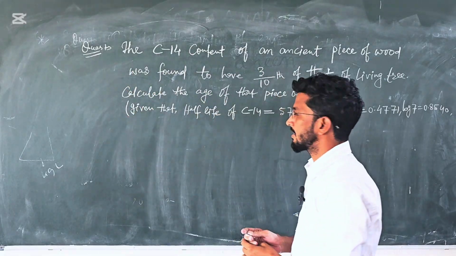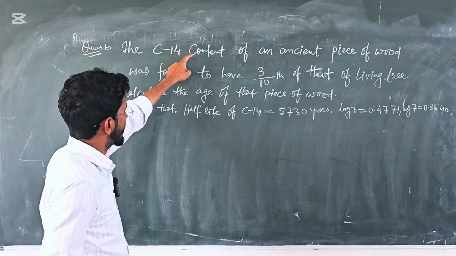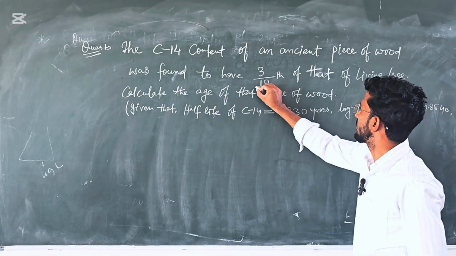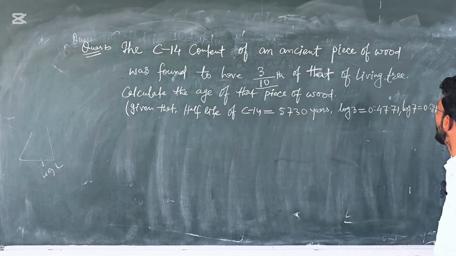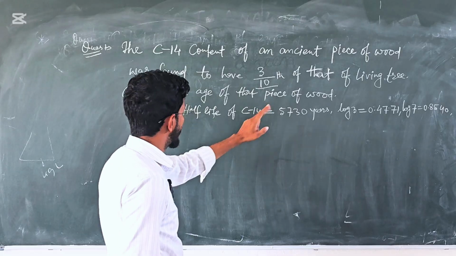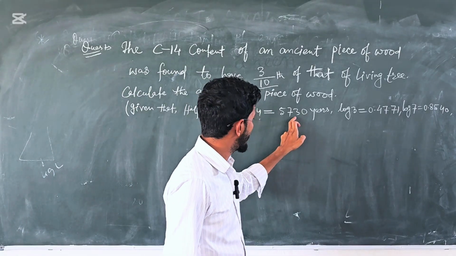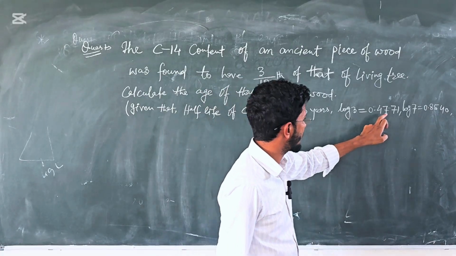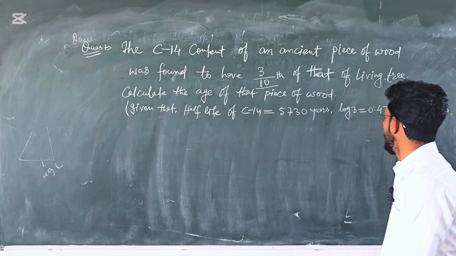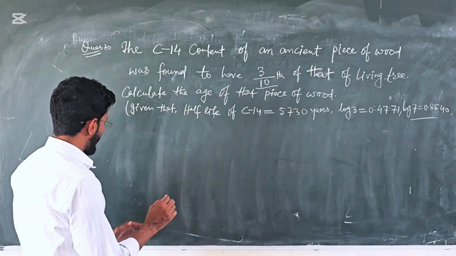The question is given from the chapter chemical kinetics. The C14 content of an ancient piece of wood was found to be 3/10th of that of a living tree. Calculate the age of that piece of wood. Given that the half-life of C14 is 5730 years, the value of log 3 is 0.4771 and the value of log 7 is 0.8540. Now how can we calculate?